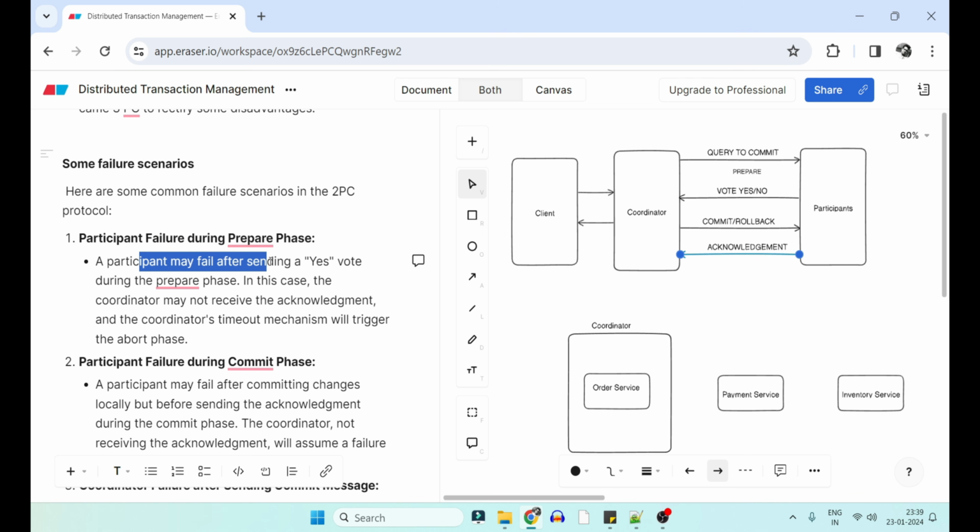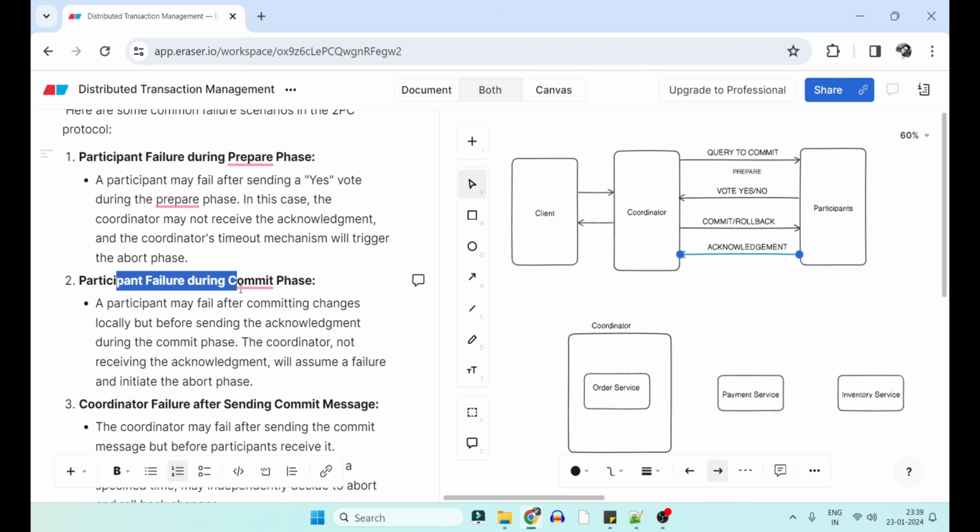A participant might have sent, yes, I'm ready. So, inventory service might have sent, yes, I have inventory. But in the meanwhile, inventory service crashed. So the coordinator did not receive the yes from the inventory service even though you have the inventory. Since it does not get any response from the inventory service, it thought, oh, inventory is not there or the inventory service might be down.